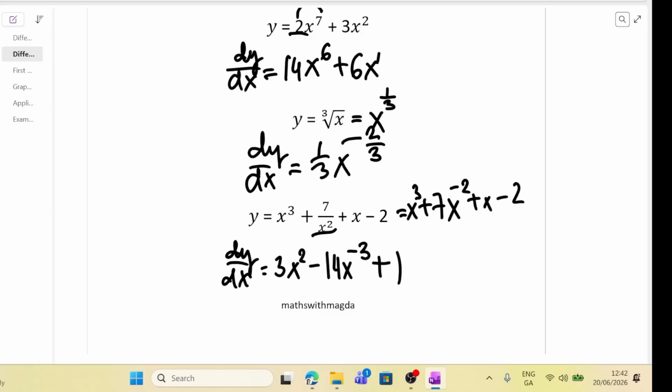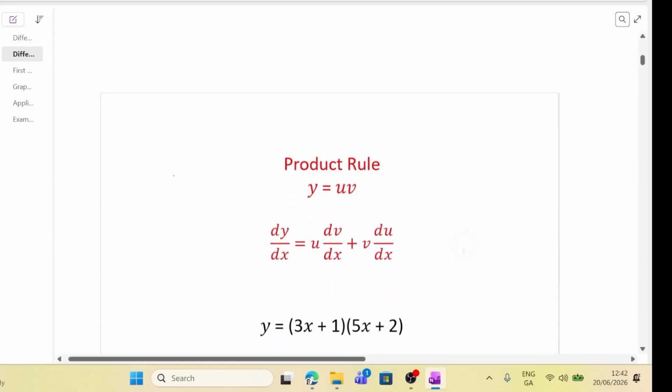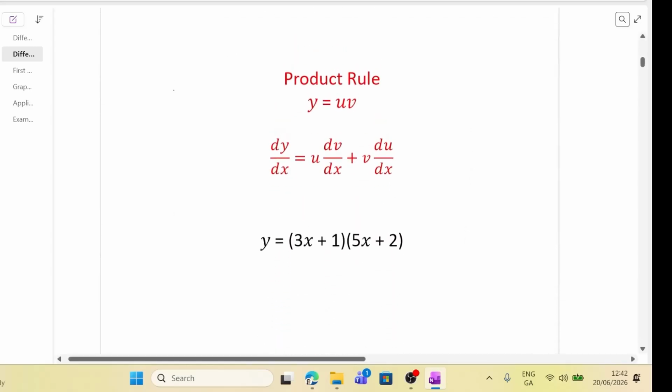So next one is the product rule. Remember, guys, that the product rule means the multiplication. So if your function is expressed as a product or multiplication of two mini functions, this is the rule that you should apply to find the derivative.